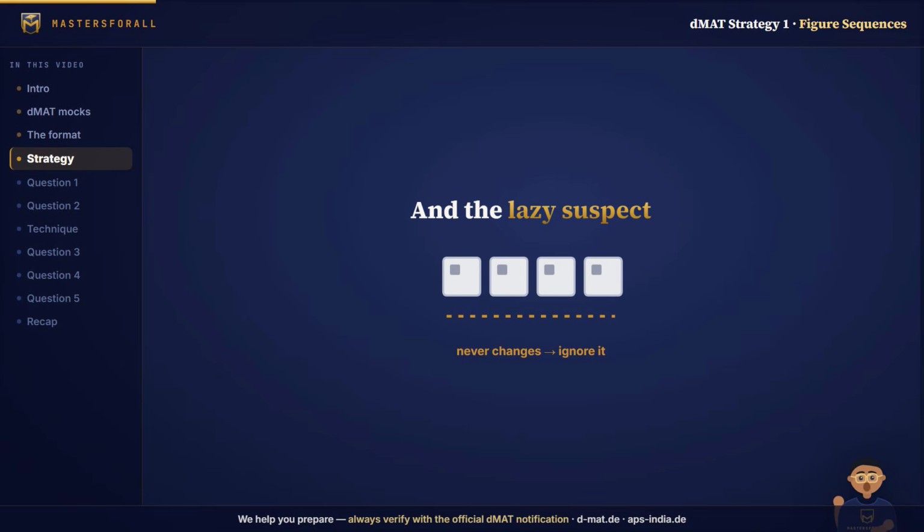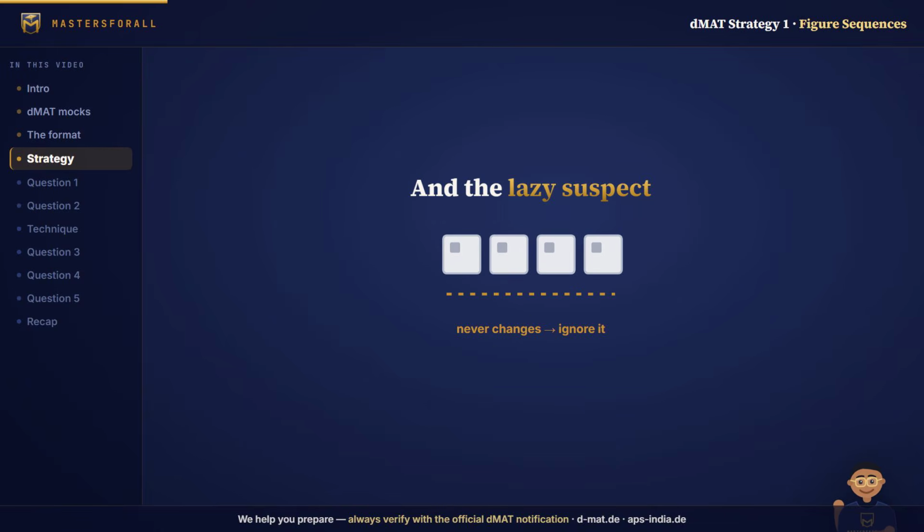In the opposite case, the lazy suspect. Sometimes an element simply never moves. Same cell, same color, grid after grid. Confirm it once, then ignore it completely. A still figure is not a clue, it's furniture. Students lose 40 seconds looking for meaning that isn't there.